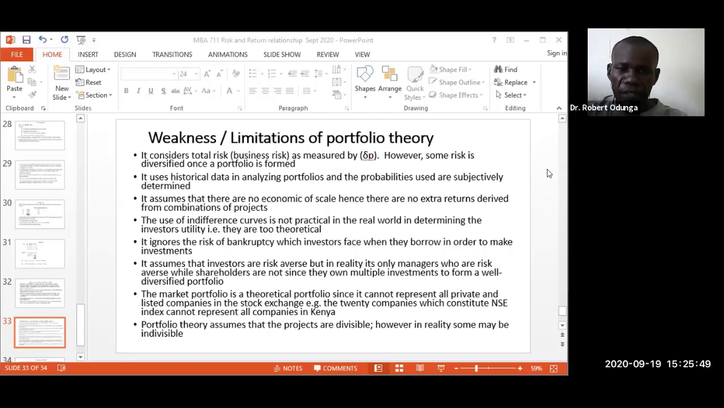Now, portfolio theory assumes that the projects are divisible. However, in reality, some may be indivisible. Now, you see, not all projects are, which is the assumption of the portfolio theory.